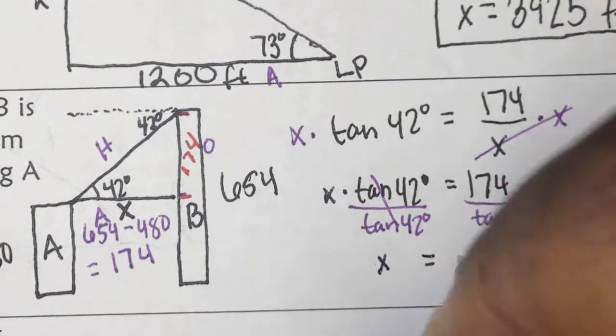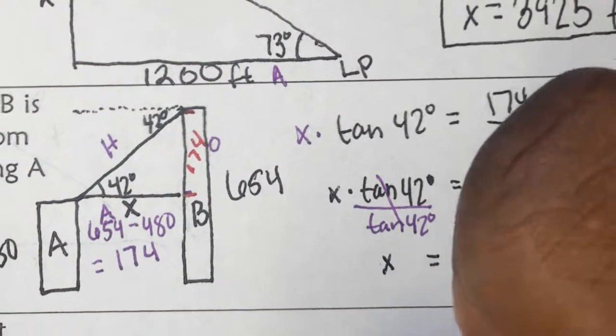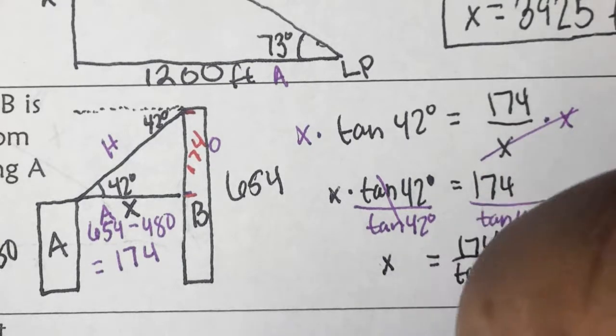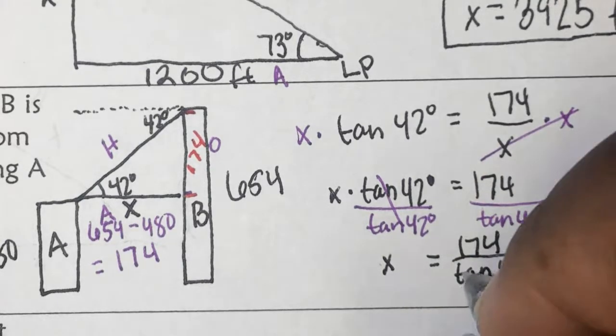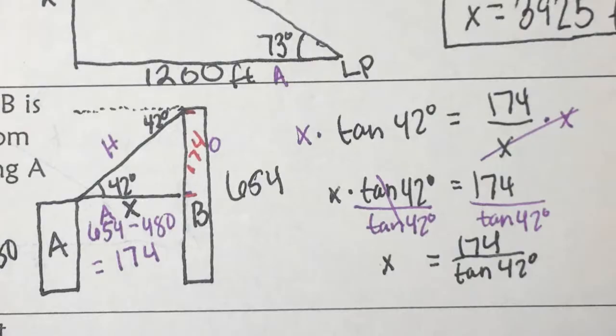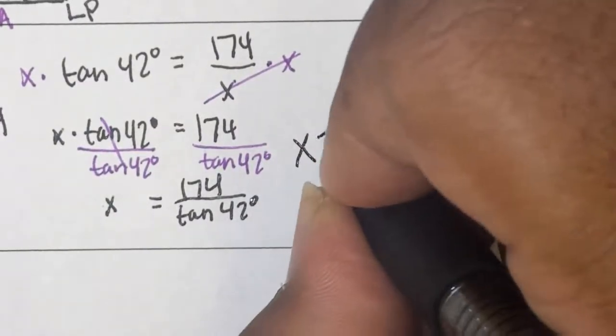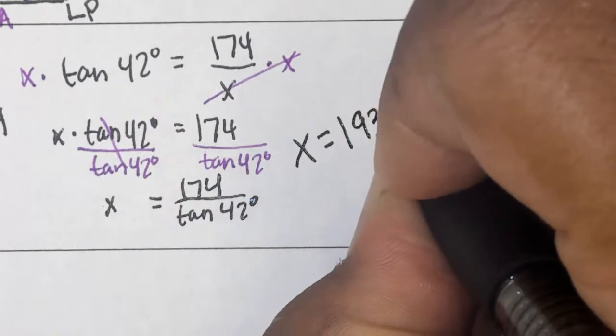It's 192. You said what? Because I didn't see if it was rounded. What's that? 193.2. Correct.